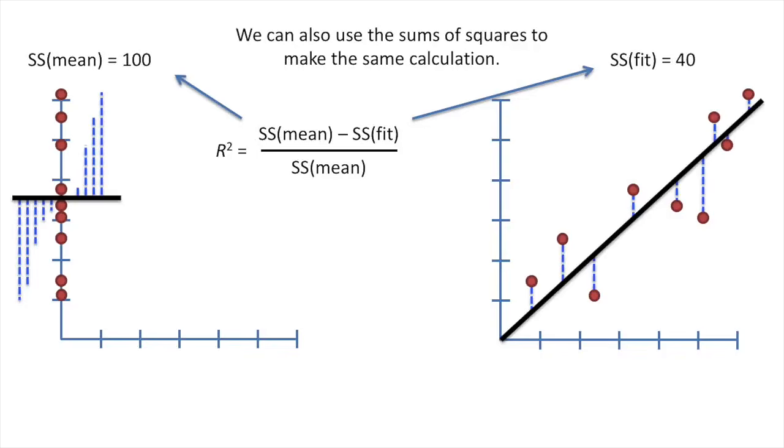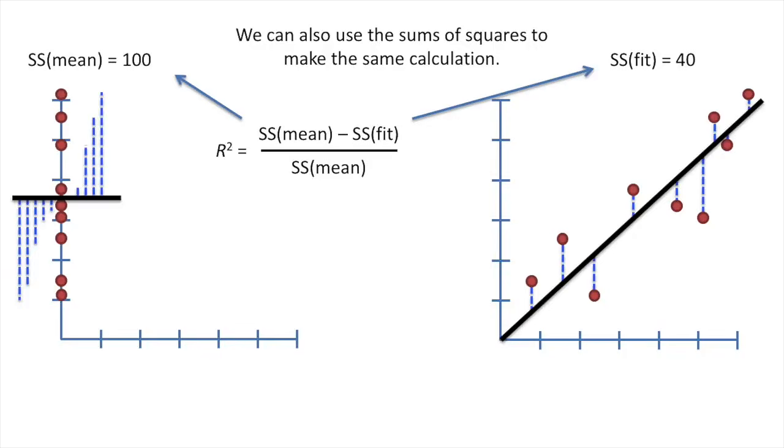We can also use the sum of squares to make the same calculation. This is because when we're talking about variation, everything's divided by n, the sample size. Since everything's scaled by n, we can pull that term out and just use the raw sum of squares.